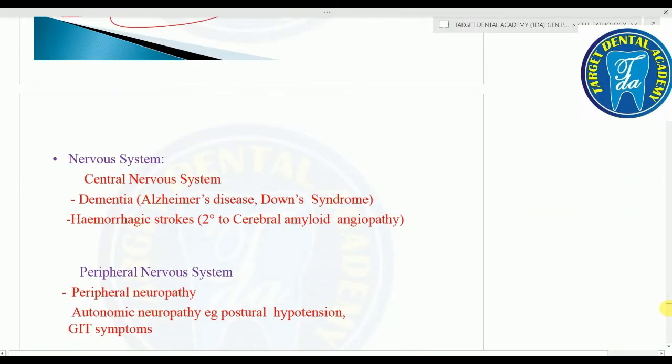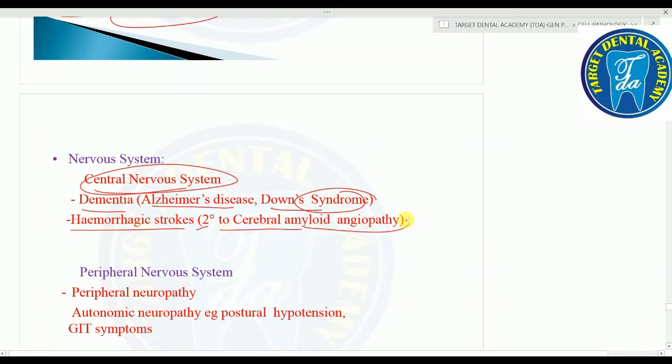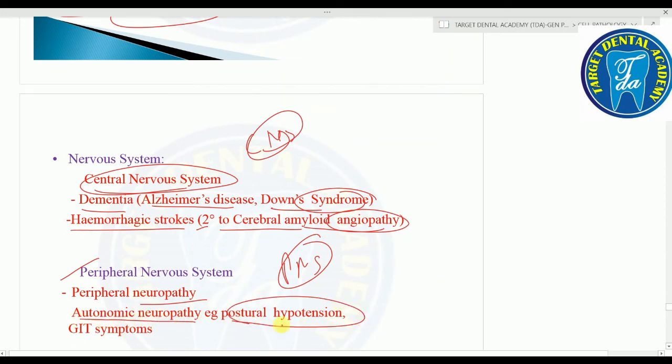In the central nervous system, there is dementia in Alzheimer's disease and Down syndrome, and hemorrhagic strokes secondary to cerebral amyloid angiopathy. While in the peripheral nervous system, there is peripheral neuropathy, in which there is autonomic neuropathy, for example postural hypotension and GIT symptoms. Important.